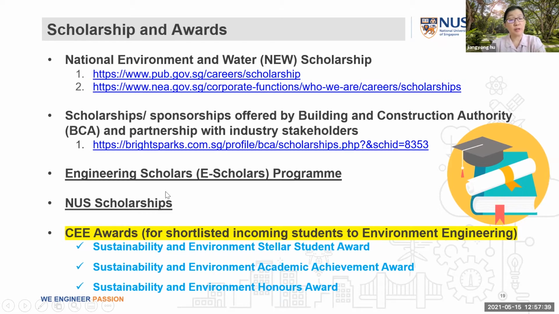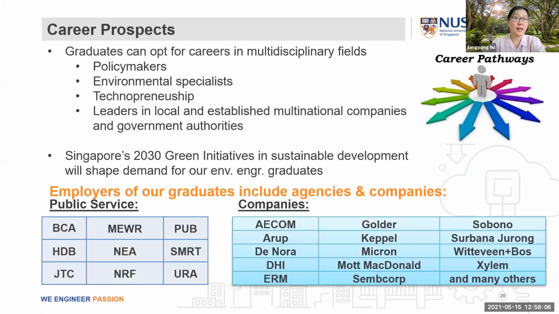NUS also gives various kinds of scholarships. Our department also offers awards for the shortlisted incoming students to environmental engineering. Those awards carry titles such as Sustainability and Environment Stellar Student Award, Academic Achievement Award, Honors Award, and so on. We are going to email the students who have gotten this award, and this award doesn't conflict with any other scholarships you have.